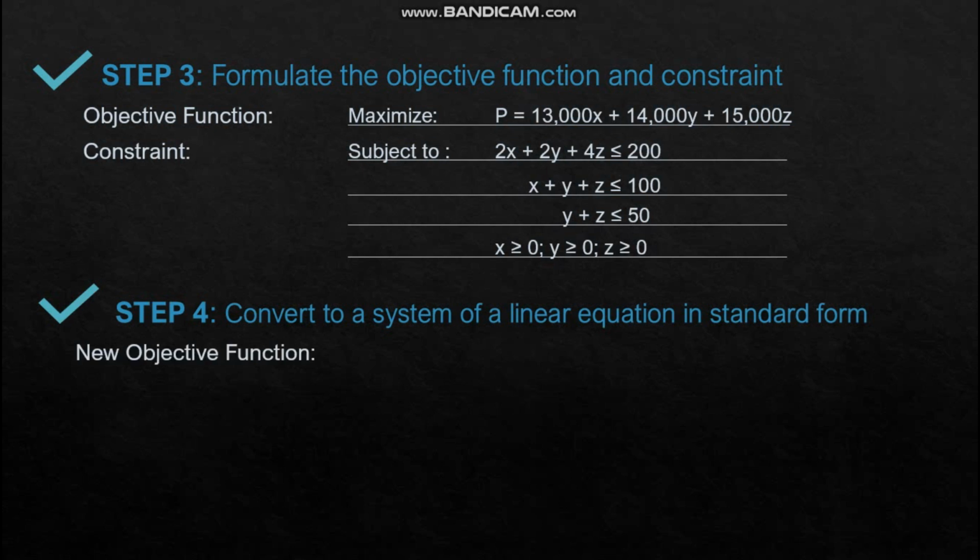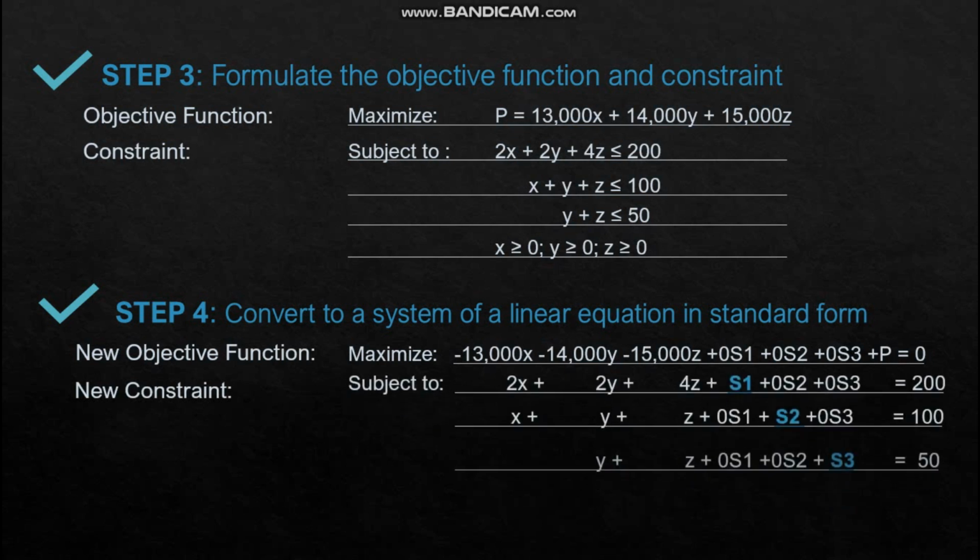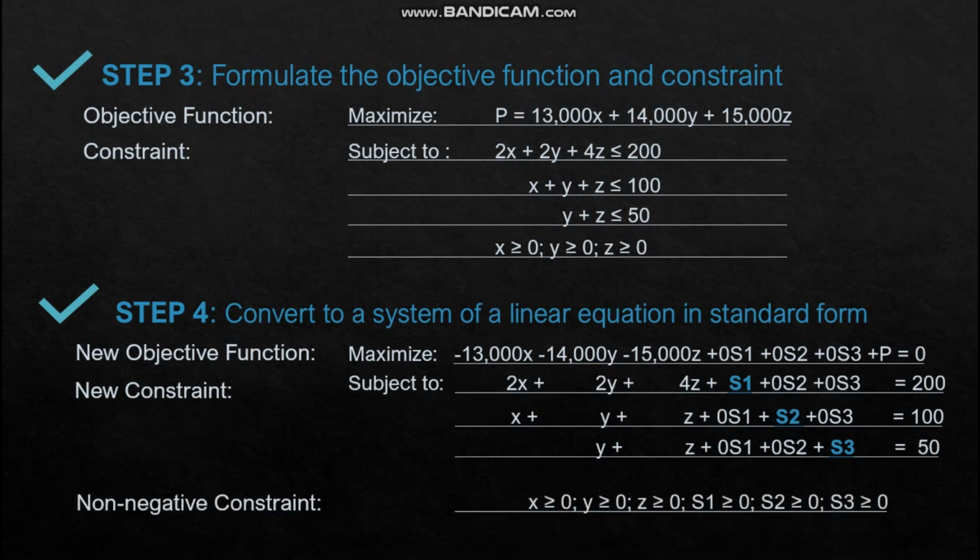Step 4. Convert to a system of linear equations in standard form. We're going to have our new function and constraints in standard form from our linear equations, which will look like this. We have three constraints with our single-seater chair, three-seater sofa, and center table, meaning we will have three slack variables. Each constraint will have a specific slack variable: S1 for the single-seater chair, S2 for the three-seater sofa, and S3 for the center table. For the maximization of profit, they have no value, or 0, for slack variables. And our artificial variable is P. For the non-negative constraint, we will also include the slack variables, which are greater than or equal to 0.